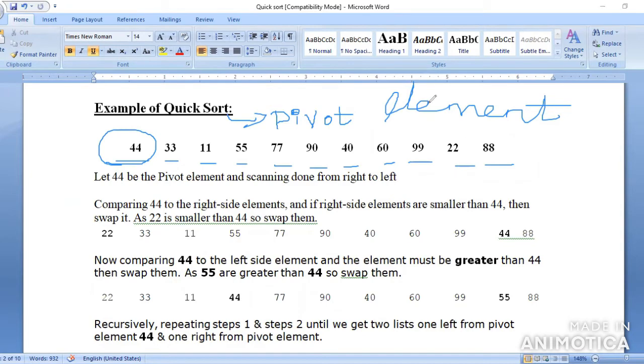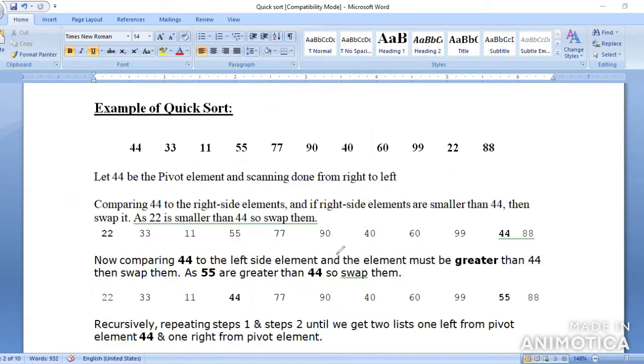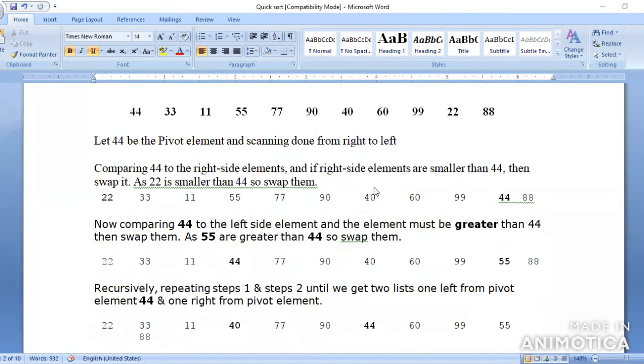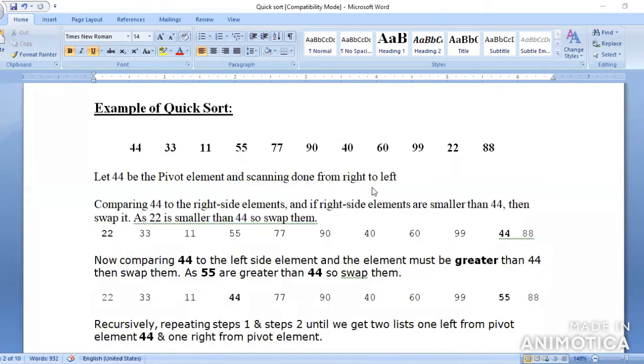Here you can check the elements. 44 is the pivot element, so we compare 44 with the right side of the elements. The first one is 88. Comparing 44 with 88, the pivot element is smaller than 88, so you move on to the next element, which is 22.